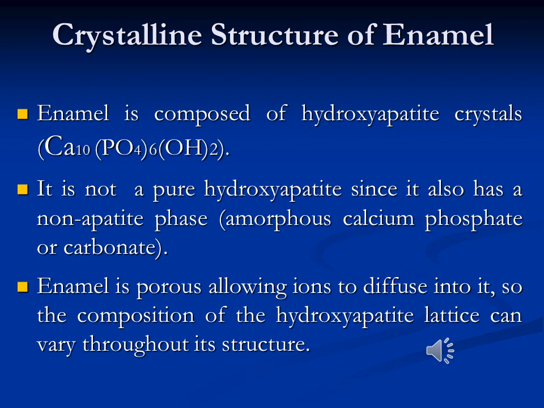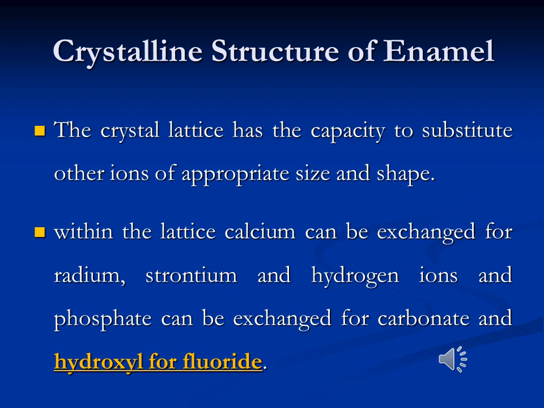So the composition of this hydroxyapatite lattice or crystal can vary throughout its structure and throughout the time of the enamel. In other words, the crystal lattice has the capacity to substitute other ions of appropriate size and shape. For example, within the lattice, calcium can be exchanged for radium, strontium, and hydrogen ions, and phosphate can be exchanged for carbonate and hydroxyl for fluoride.